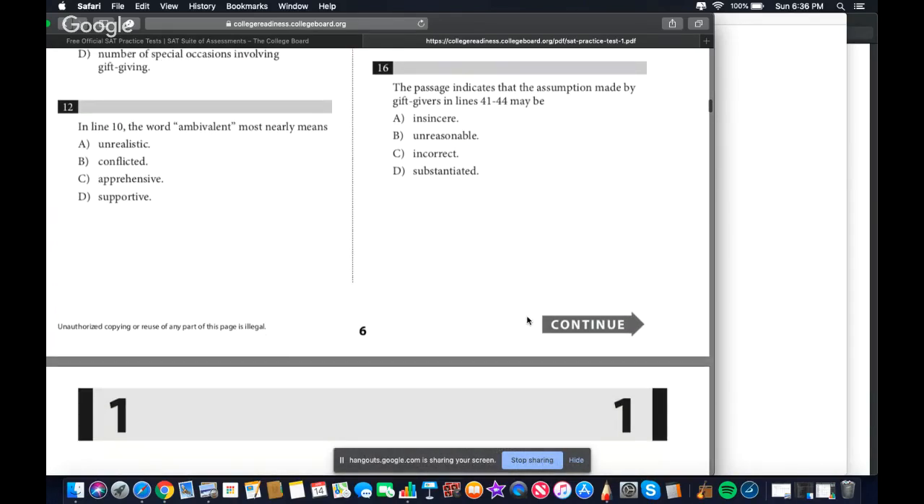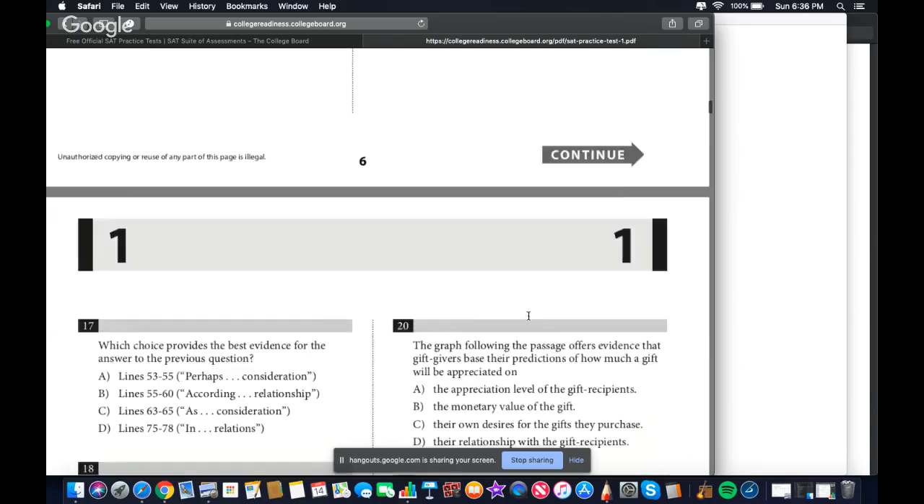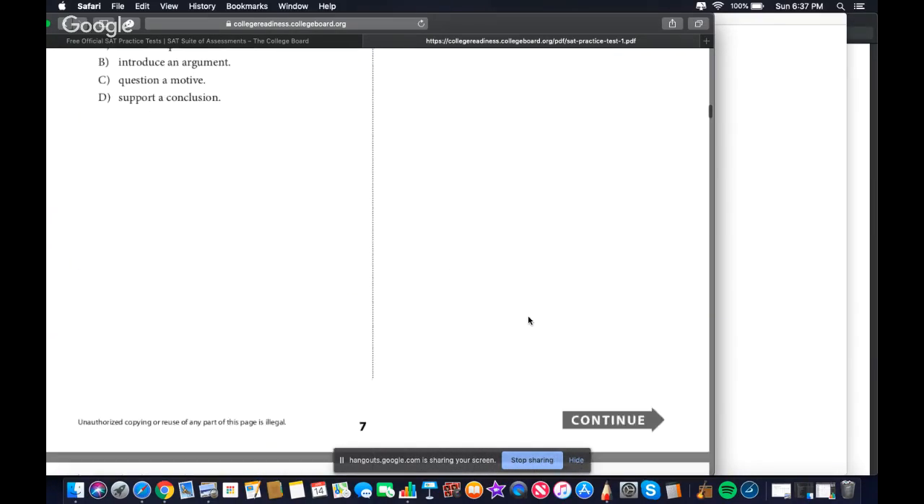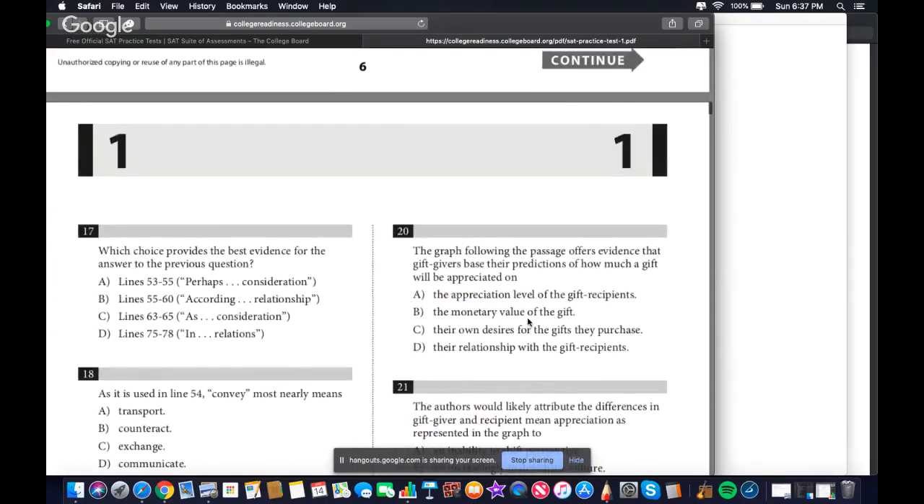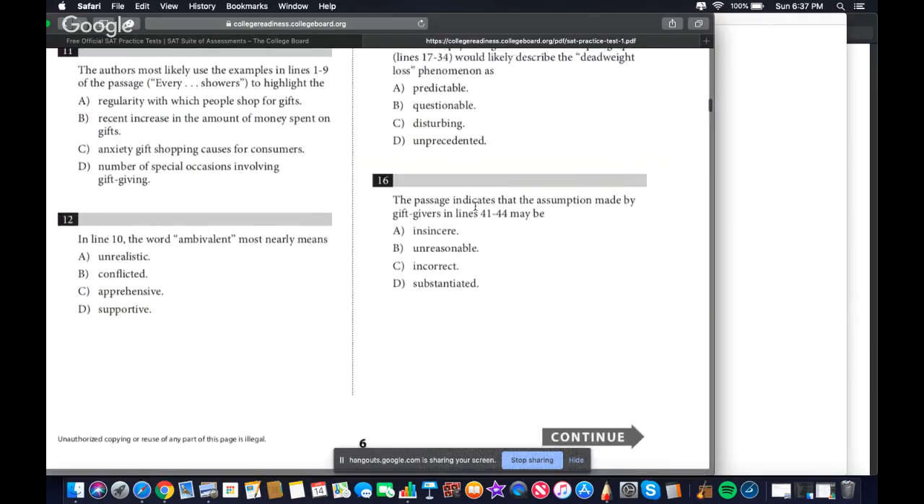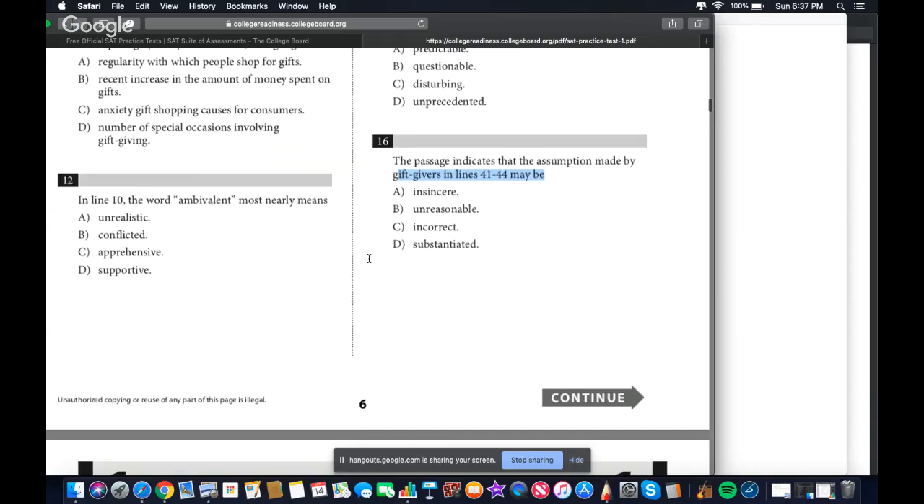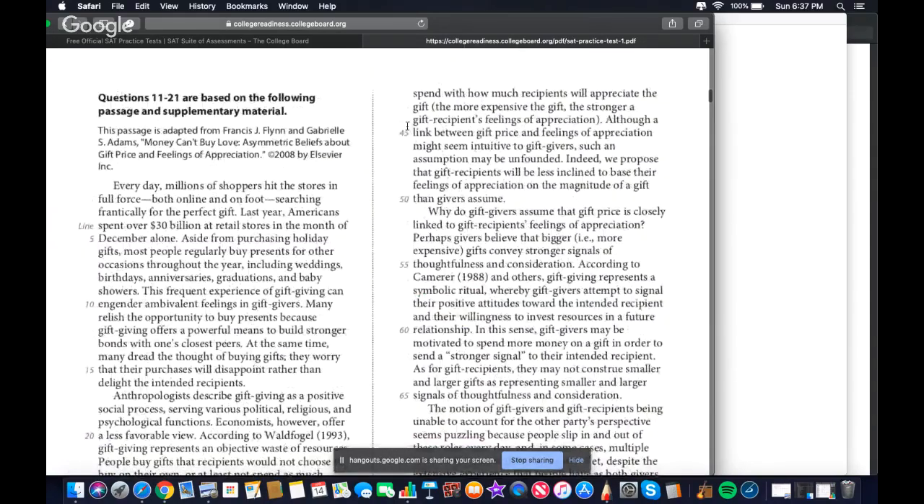Now, I think maybe a middle of the road, decently hard, but not super hard question might be 16 and 17. It says the passage indicates, so again with this indicate, infer, suggest thing, that the assumption made by gift givers on line 41 to 44. Okay, so let's find out what those lines are. What is that assumption?